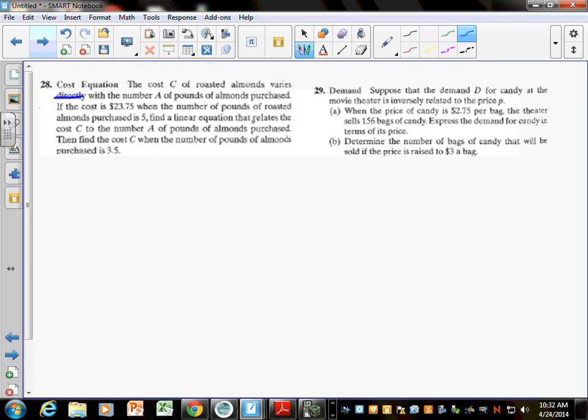Direct variation, inverse variation, maybe there was joint variation. I picked these because there's definitely a question on there that you have to write an equation with, so I just tried to pick a couple of these. It says the cost of roasted almonds varies directly with the number A of pounds of almonds purchased. So directly means you multiply. The whole idea of variation is there's some constant that we usually call K. So if I was writing this equation, I would say C varies directly means K times the other number. So that's what I would write. C equals K times A.